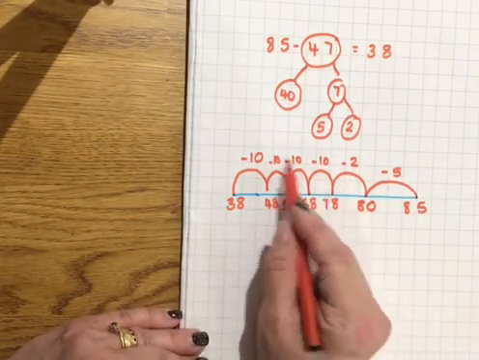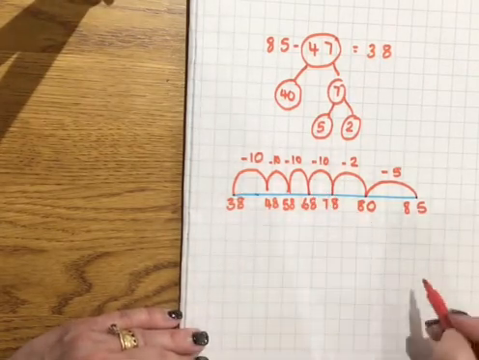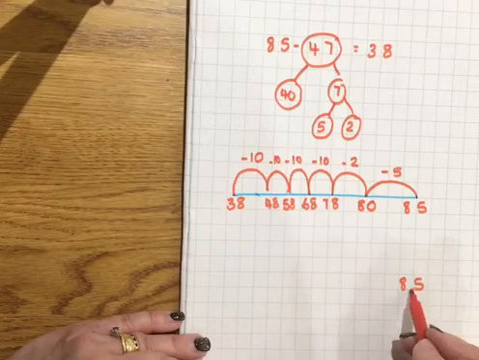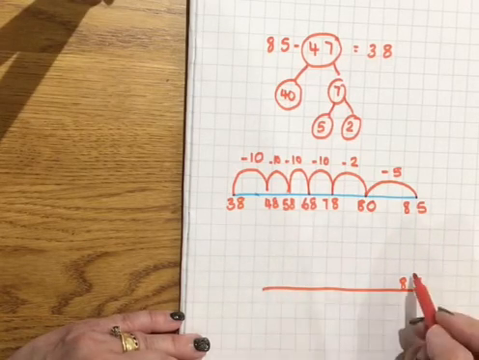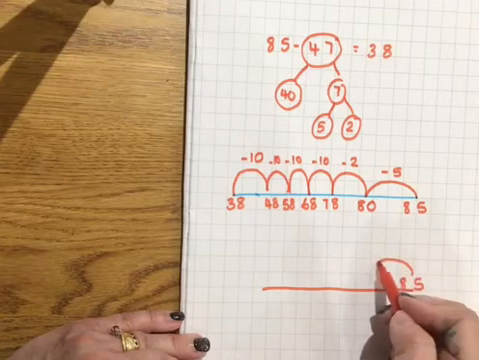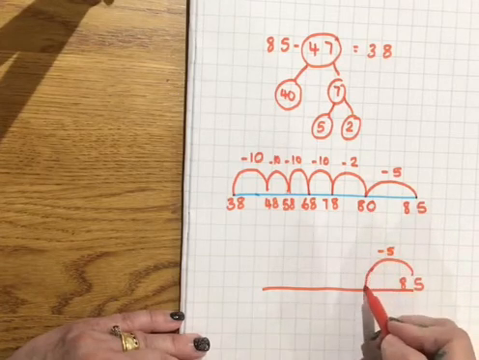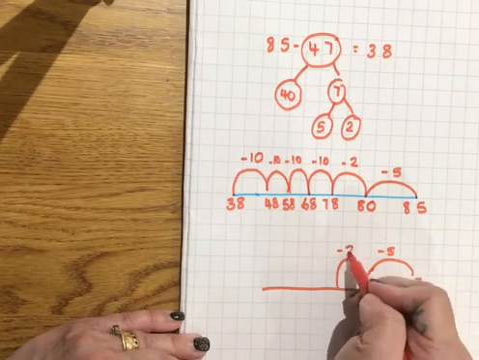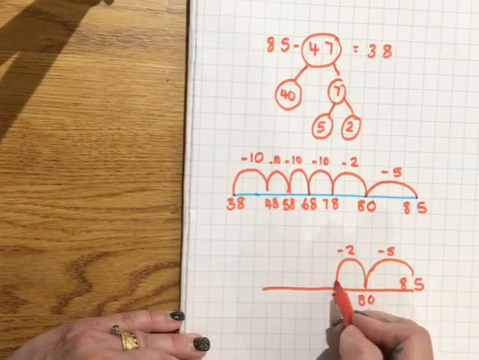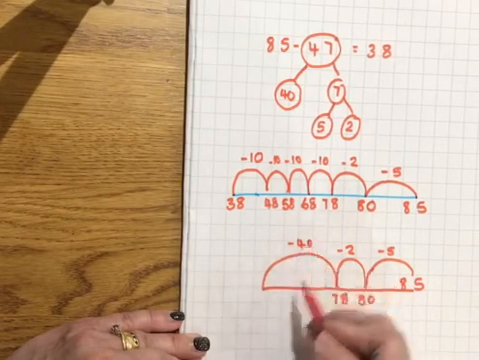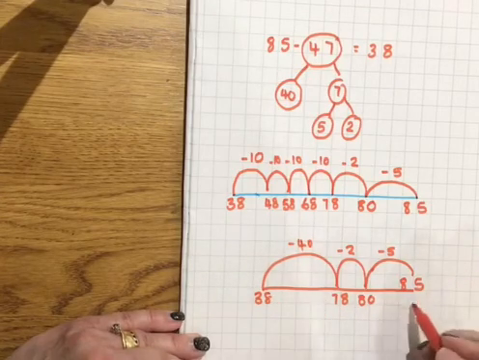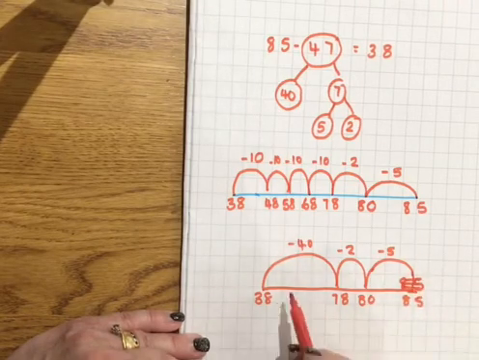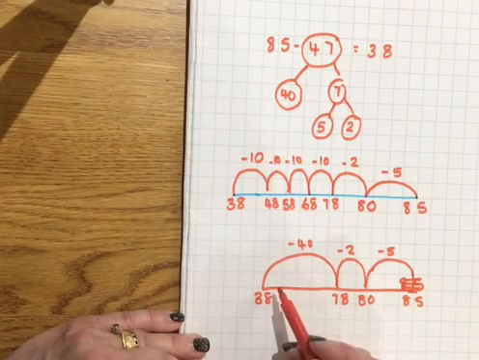I can, of course, make these jumps of 10 in one jump, so let's have a look at that. 85, draw my number line, and then let's jump back, take away 5, will get me to 80, take away 2 will get me to 78, and then take away 40 will get me to 38. I should have put that 85 down here. So I'll just move it there so you can see. Exactly the same result, just fewer jumps.